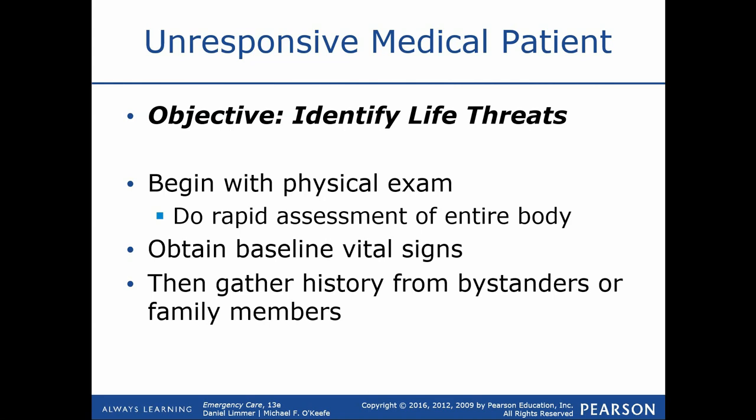So what we need to do is remain systematic. We don't want to skip anything. We don't want to accidentally miss something here. So we're probably going to begin with that head-to-toe physical exam. As you can imagine, asking SAMPLE history questions is going to be limited because the patient's not talking. We can ask appropriate questions to bystanders, family members, or healthcare providers if they're available, but generally speaking, that rapid physical exam is going to be the best bet for us.